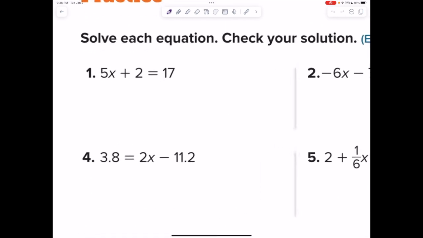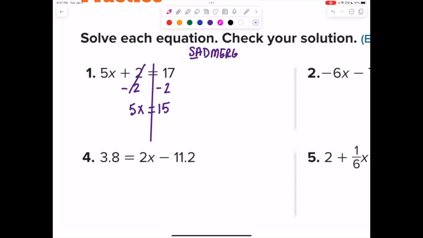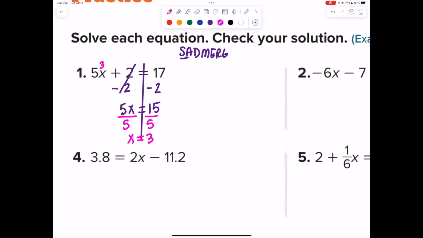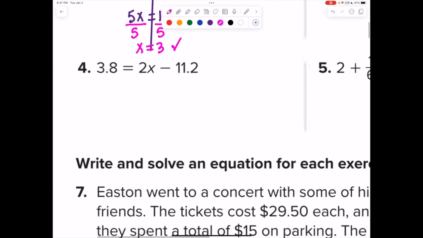Okay, so we're solving for a variable. Step 1, remember, we're drawing our line like this. Okay, and then backwards order of operations. So SAD-MERG. Okay, addition, subtraction first. Subtract 2 from both sides. And so we have 15 on this side and 5x here. And then after that, divide both sides by 5. And you're left with x equals 3. Okay, do your check real quick. If it's simple, you can just sort of look at it over there. 15 plus 2 is 17. Yep, good.